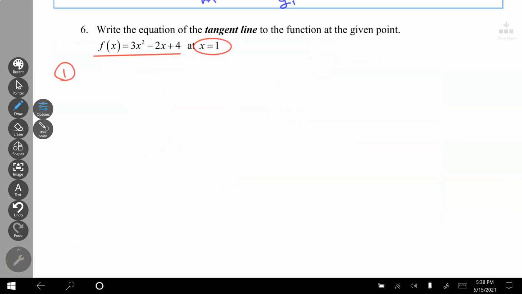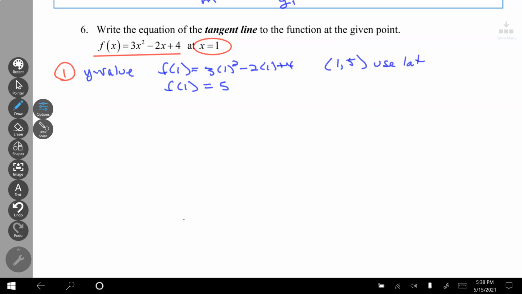So I have a function and a given x value. What else do I need? I need a y value. How do I find a y value? Plug 1 into the function, and when I do all that, I get f of 1 is equal to 5. Therefore, I know I have the point (1, 5). I'm going to use this later.